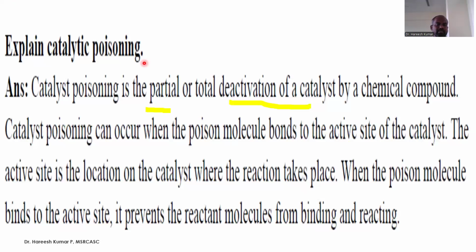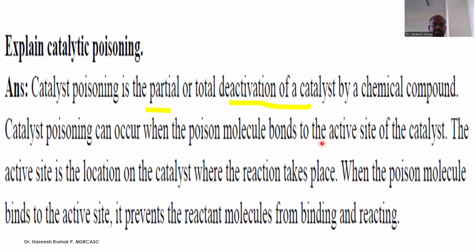Explain catalytic poisoning, more particularly a 2 marks one. Catalytic poisoning is the partial or total deactivation of the catalyst by a chemical compound. Catalyst poisoning can occur when a poison molecule bonds to the active site of the catalyst. The active site is the location on the catalyst where the reaction takes place. When the poison molecule binds to the active site, it prevents the reactant molecule from binding and reacting.